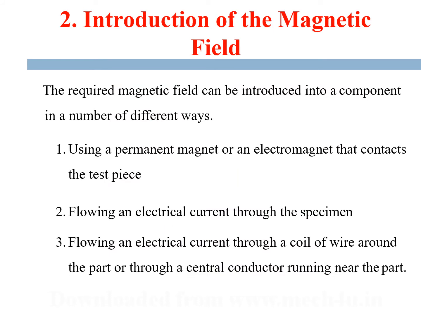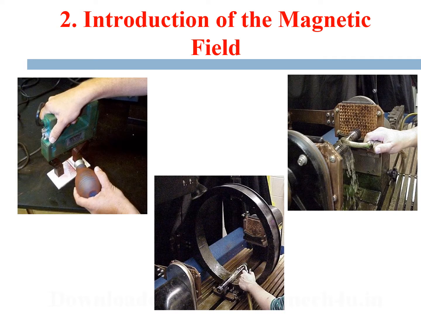The second step is the introduction of the magnetic field. The magnetic field can be introduced in two ways: direct as well as indirect techniques. First, we can use a permanent magnet or an electromagnet that contacts the test piece. Second is flowing an electrical current through the specimen so as to generate a magnetic field. Third is flowing an electrical current through a coil of wire around the part or through a central conductor running near the part. This third one comes under the application of an indirect magnetic field. Now, these are the different techniques that are being used.